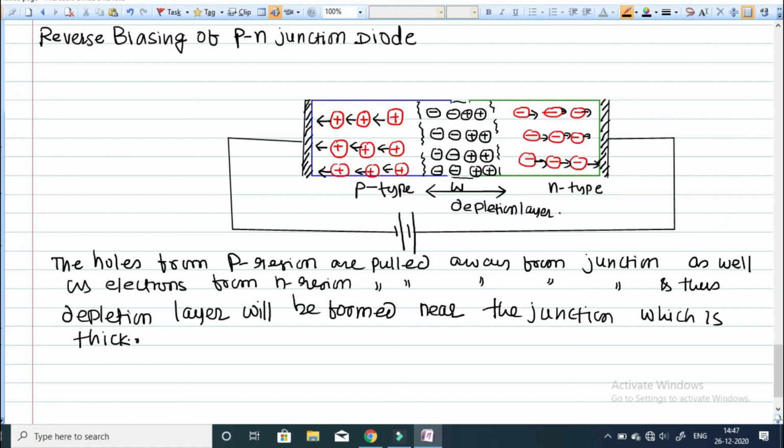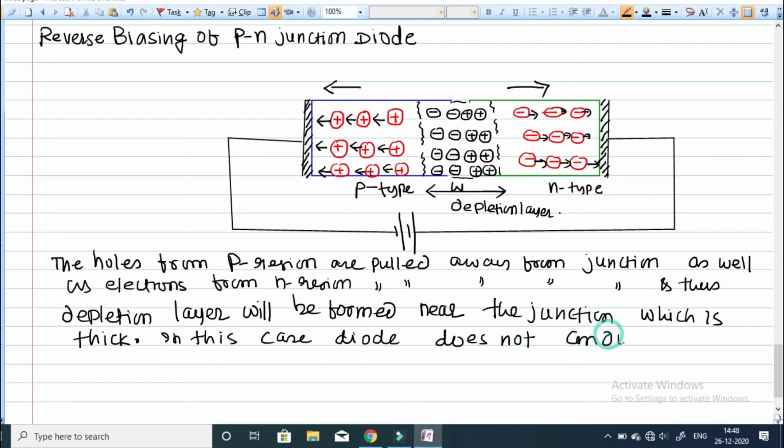In this case, the diode will not conduct. Why will the diode not conduct? Because the carriers are moving away from the junction and there is no complete path for the positively charged and negatively charged ions. Current requires a closed path. So in this case, the diode does not conduct. Why does the diode not conduct?